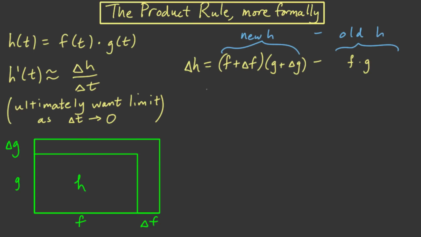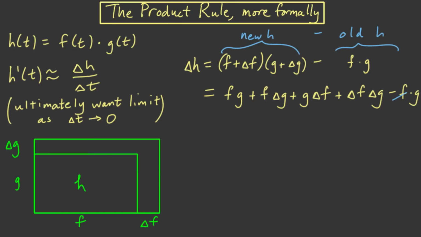If we multiply this out, we're going to get f times g plus f times delta g plus g times delta f plus delta f times delta g. And then we subtract f times g. So these things cancel, and we're left with f times delta g plus g times delta f plus delta f times delta g.